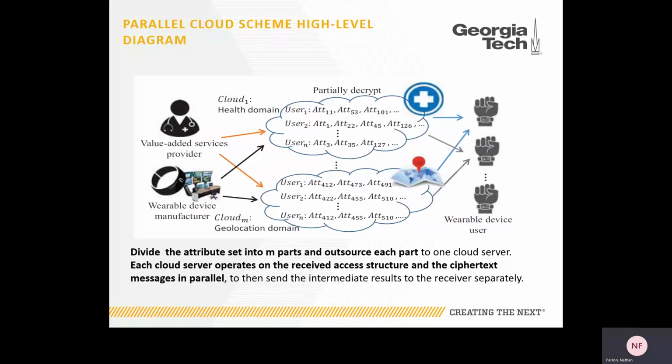Let us look at the architecture and design considered for parallel cloud schemes. As you can see, we have the IoT service providers on one end and the IoT end devices on the other. Each cloud provider has its considered domain, depending on the type of data considered, with the user attributes assigned for each user. An M number of cloud servers is considered to deliver the required user attribute message, where each cloud server operates on the received access structure and ciphertext messages, outsourced originally from the trusted authority, to together deliver the data to different IoT devices.